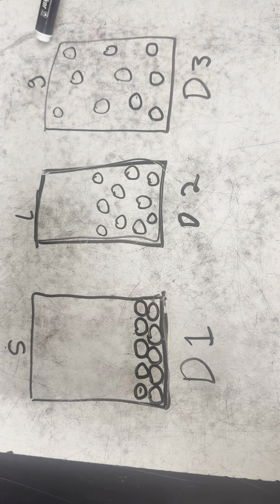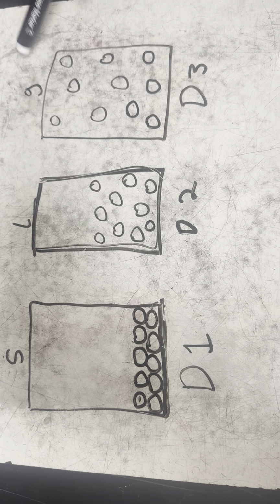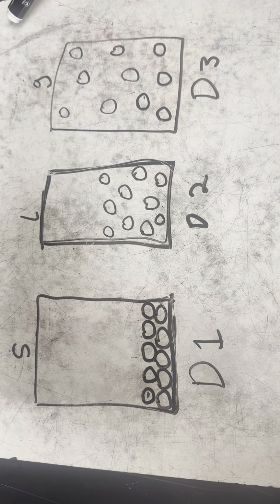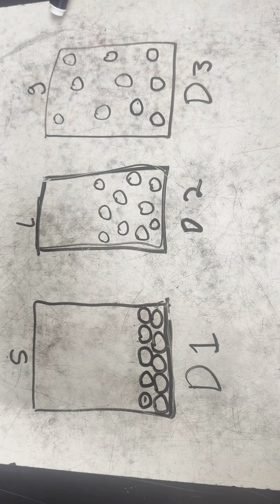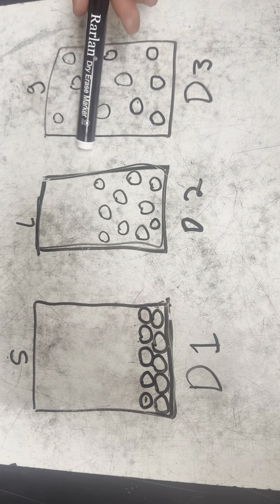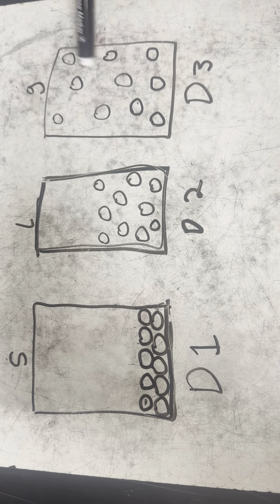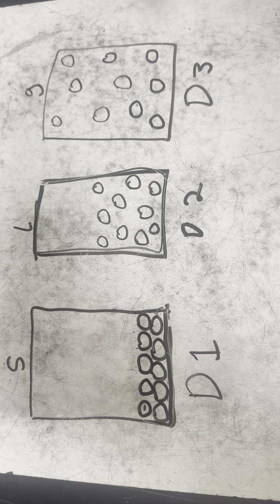And then for 1B, it asks to show the gas state. So the particles are going to fill up all the space that they have in their volume area. So unlike liquid, it's going to fill up all of it and expand as much as possible.